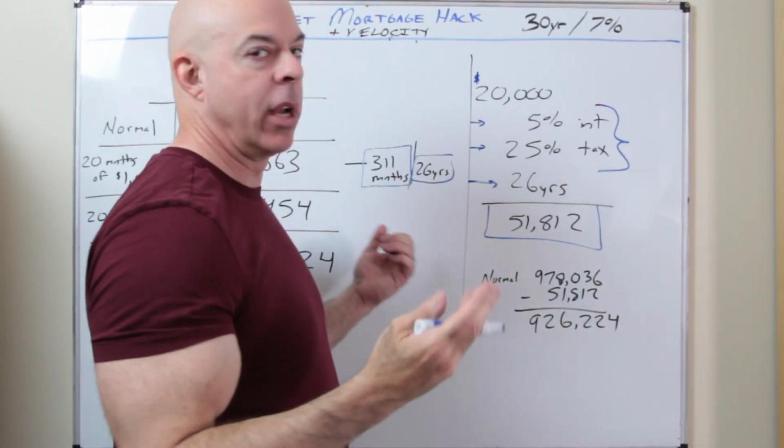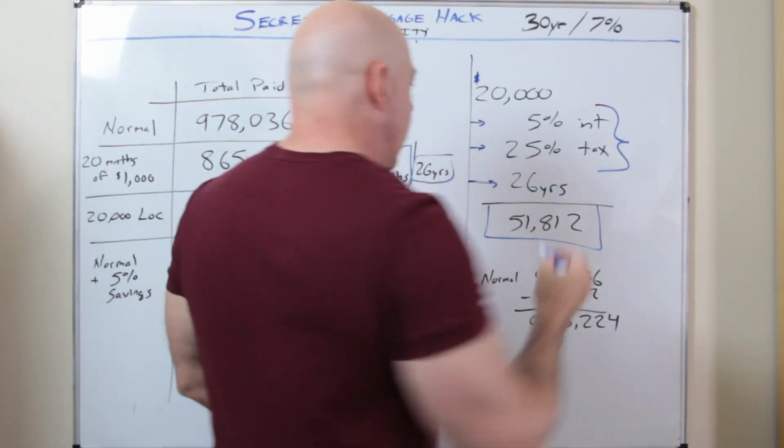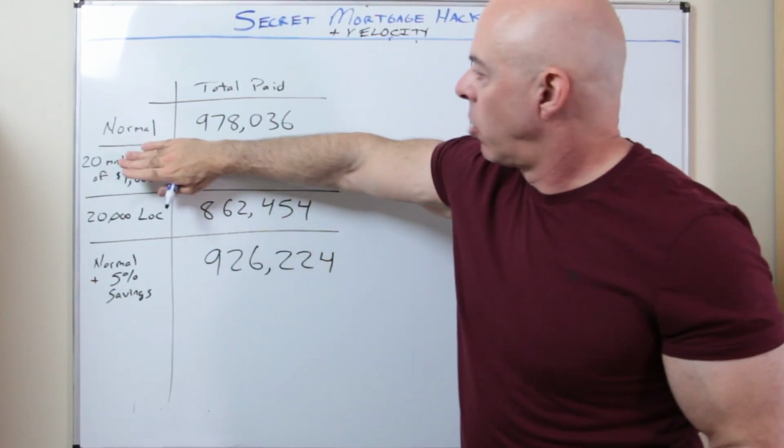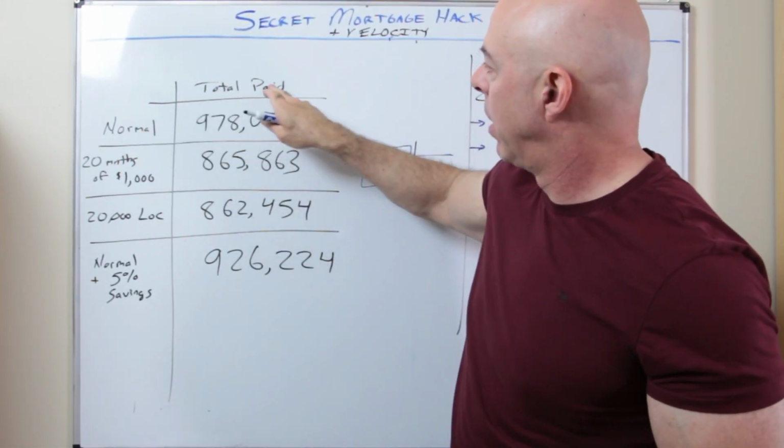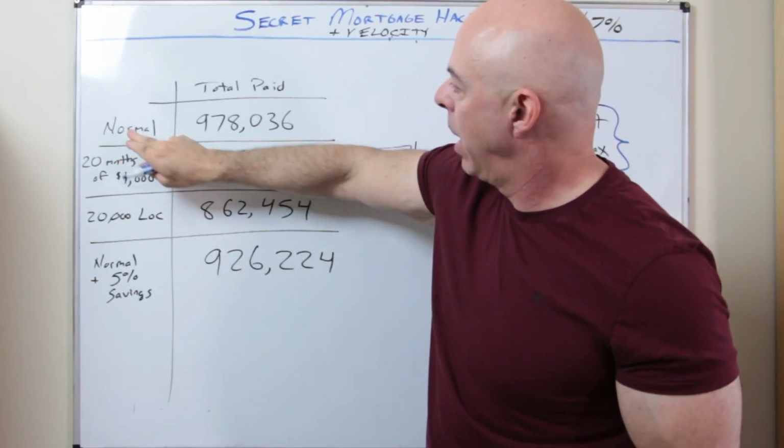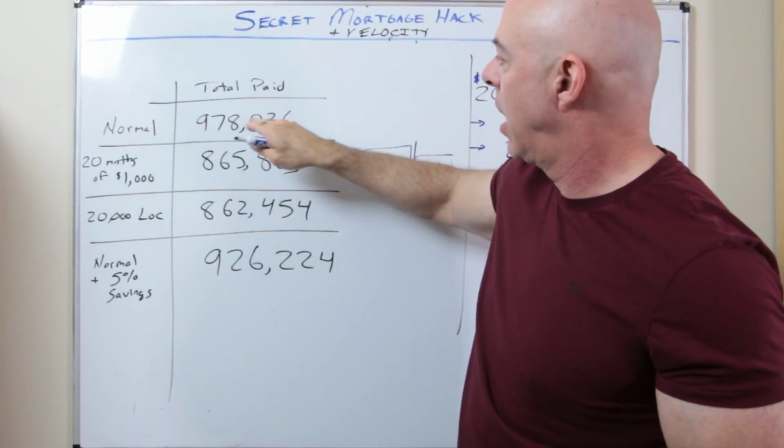$51,812. Great, so what? So, since you did nothing, this is our chart and our total payments for each of the methods. The total payments for the normal method was $978,036.